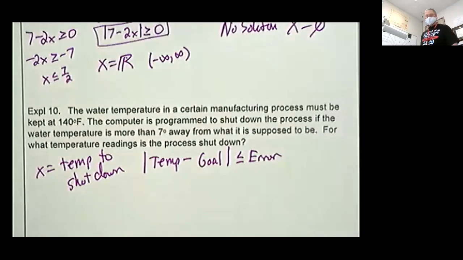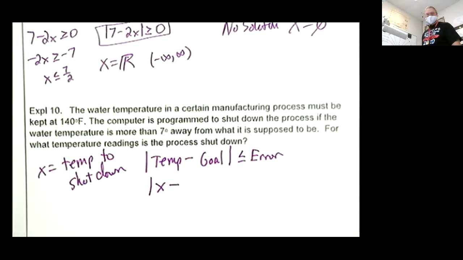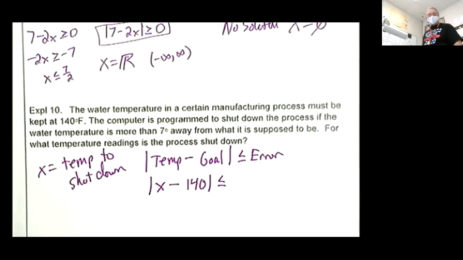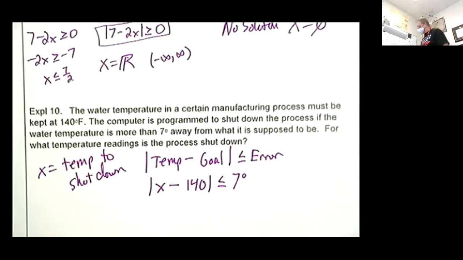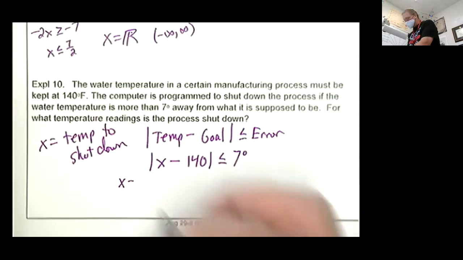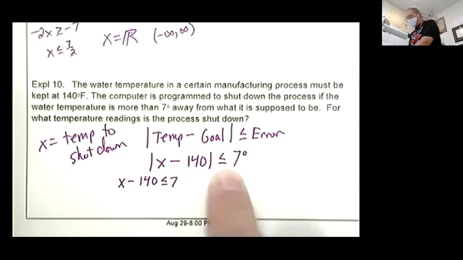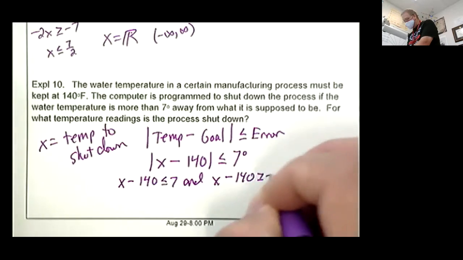Let's plug in what we know. What's the temperature? Well, the temperature is our variable. That's our X. Minus what's the goal temperature? That's 140. We want that to be less than or equal to our error. What's the error we can have? That is 7 degrees. There's our equation. It's a compound absolute value inequality. So we're going to solve just like we've been doing. The first one is exactly the same. X minus 140 is less than or equal to 7. So less than, that's an and. X minus 140 is greater than or equal to negative 7.